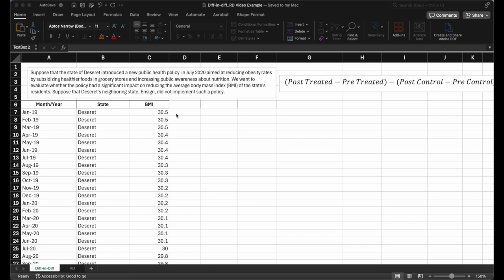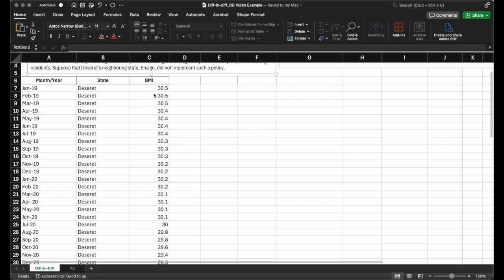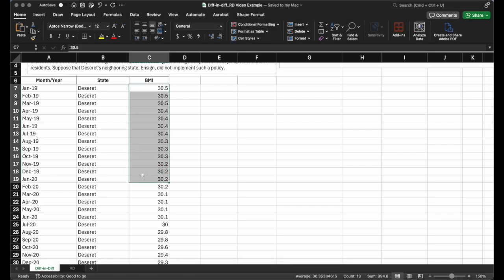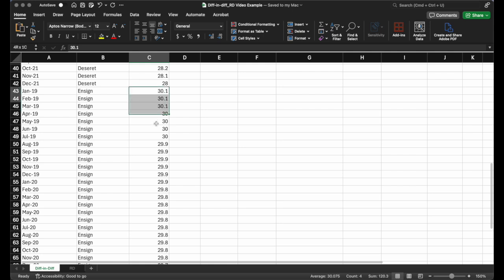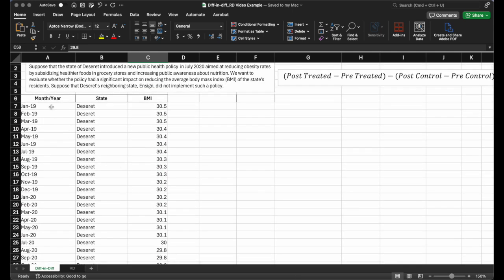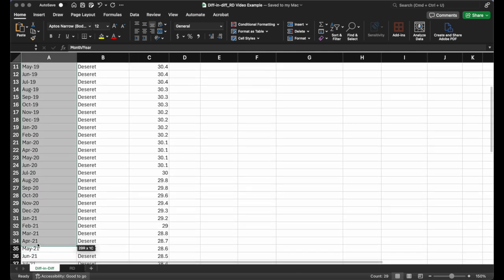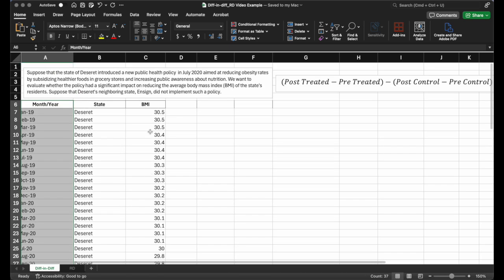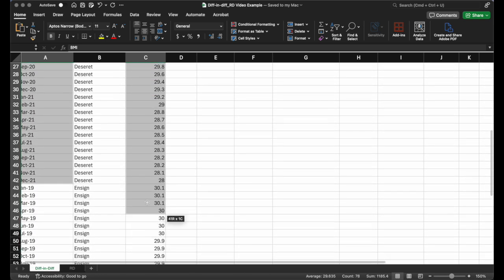So the first thing that we're going to want to do is just graph the data here. So we have the average BMIs by month for the state of Deseret, and then also down here for the same time period for the state of Ensign. So the first thing to do to graph it here is we're going to select the month for all of the years or all of the month periods for Deseret. And then we're going to select all of the BMIs for the same time period.